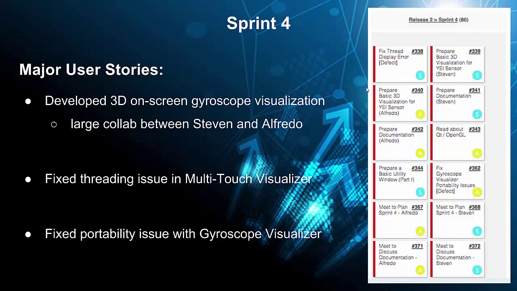Throughout Sprint 4, we had a large collaboration between both of the team members. Stephen and I worked on developing a 3D visualizer for the gyroscope. We also fixed a very big issue with the multi-touch visualizer in terms of the threading. Also, we had a gyroscope visualizer portability issue which was fixed. As you can see, this sprint was plagued with bugs, and so a lot of the time went into fixing those bugs.